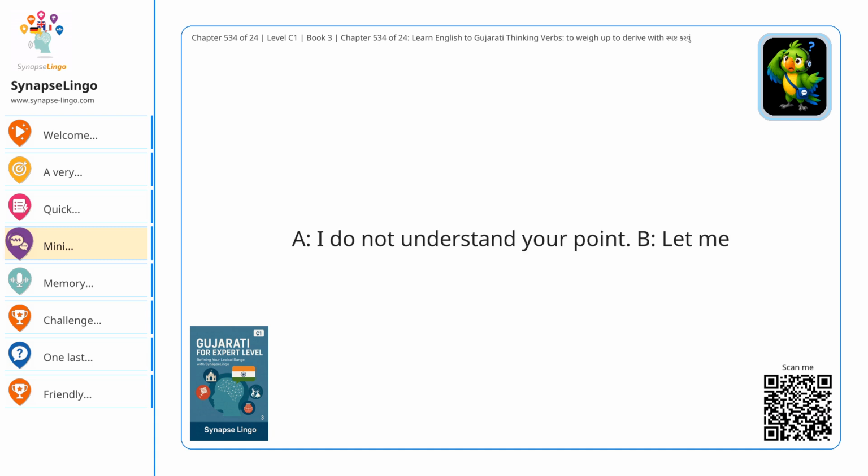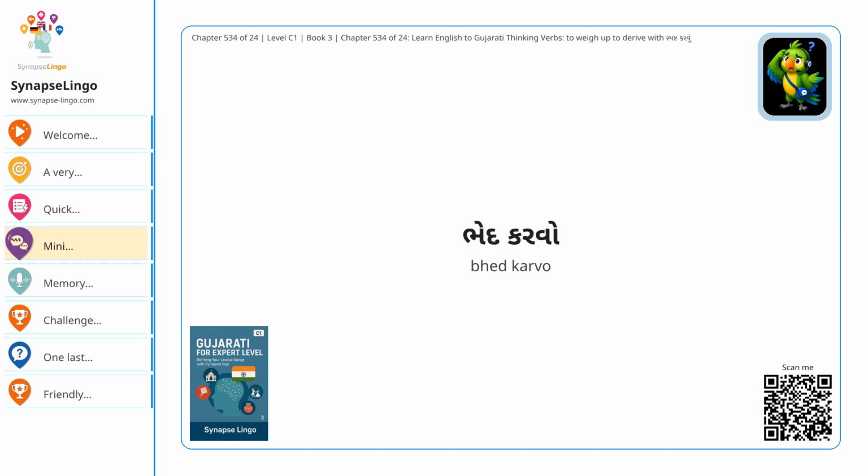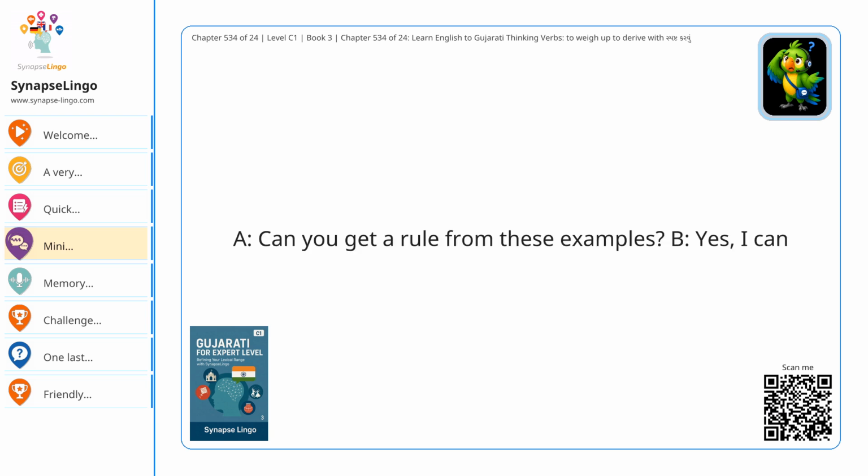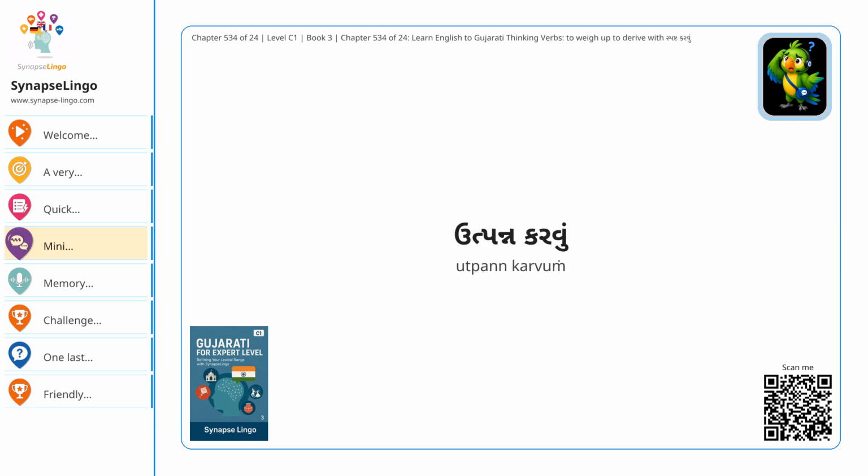A. I do not understand your point. B. Let me clarify. A. Your answer is too vague. B. Okay, I will make it more specific. A. These 2 ideas look similar. B. We need to differentiate between them. A. These papers are a mess. B. Let us classify them first. A. Can you get a rule from these examples? B. Yes, I can derive the rule.